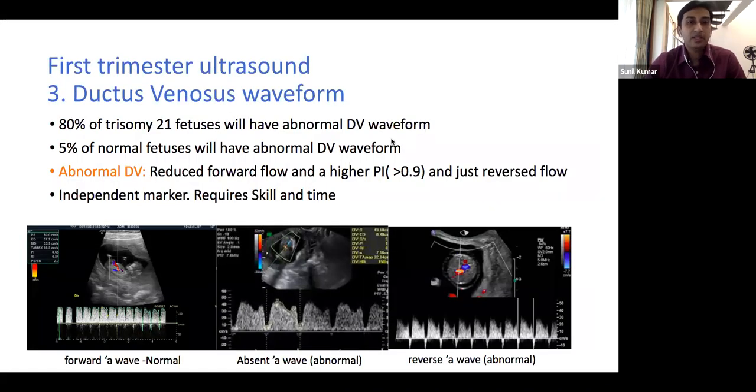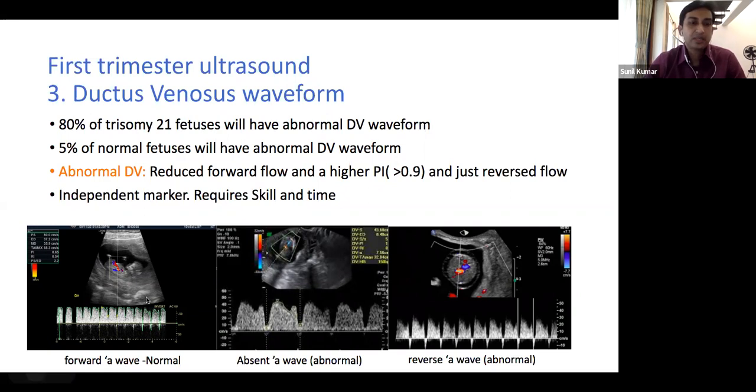Third component in ultrasound is the ductus venosus waveform. The ductus venosus is a small blood vessel seen in the abdomen. 80% of trisomy 21 fetuses will have an abnormal DV waveform. 5% of normal fetuses will also have an abnormal DV waveform. So if it is an abnormal DV, it should not be assumed that it is trisomy 21. Only in 80% of cases is the DV abnormal.